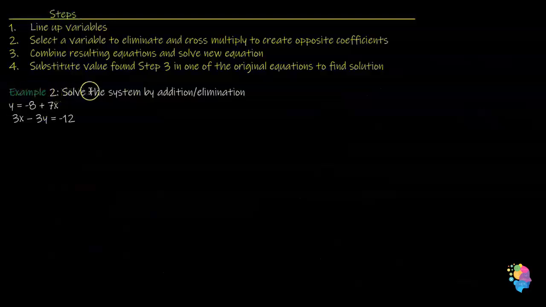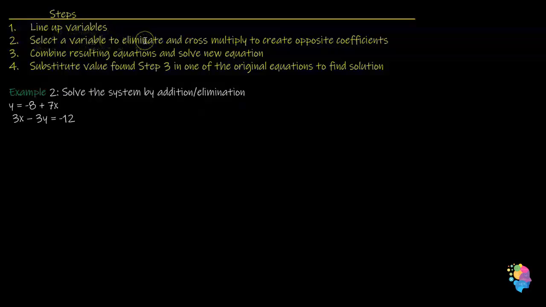In example 2, they're asking us to solve the system by the addition or elimination method. Remember, the steps are to line up the variables, to select a variable to eliminate by cross multiplication to create opposite coefficients, combine the resultant equations to solve, and then come back and substitute the value found in step 2 in one of the original equations.